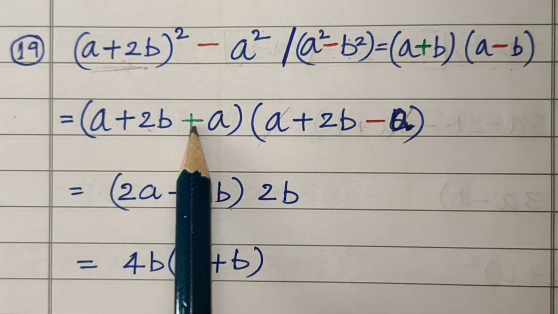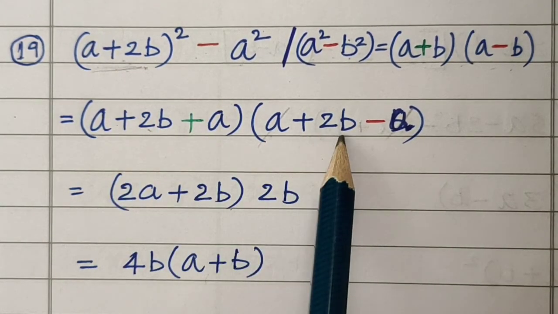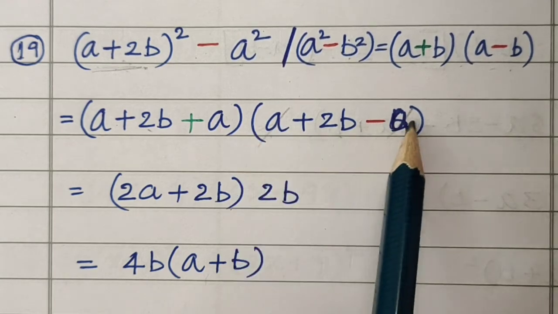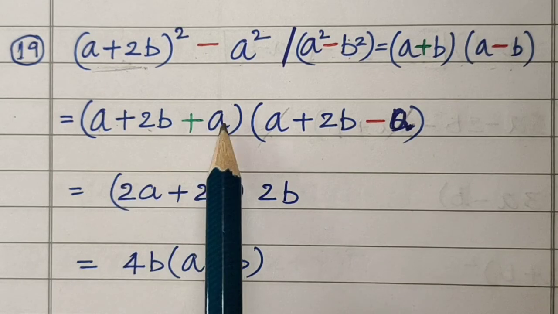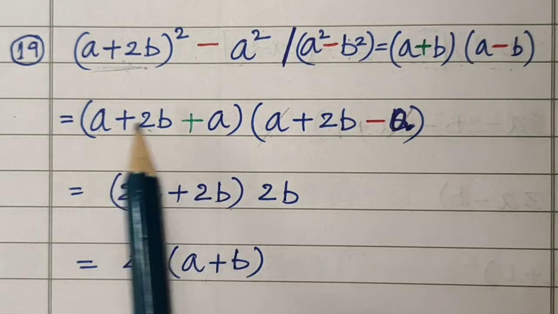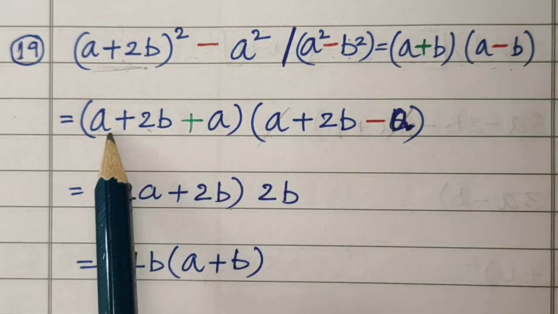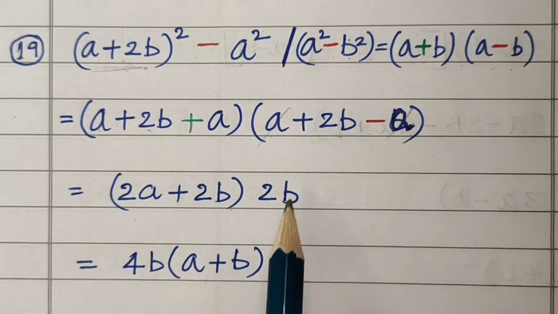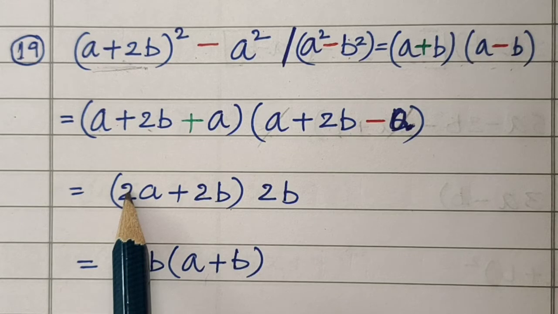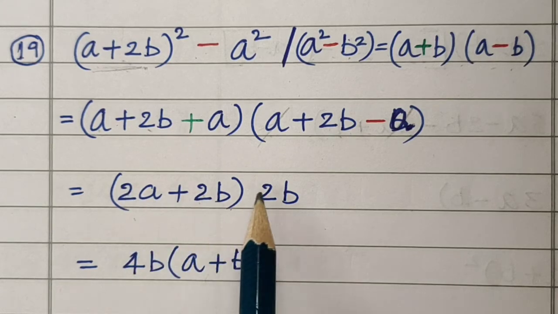(a + 2b) + a and (a + 2b) − a. This a and this a get cancelled, and we are left with 2b. Here a and a will get added, so we get (2a + 2b) into 2b. We can take out 2 as common out of this. Then 2 into 2, 4b into (a + b).